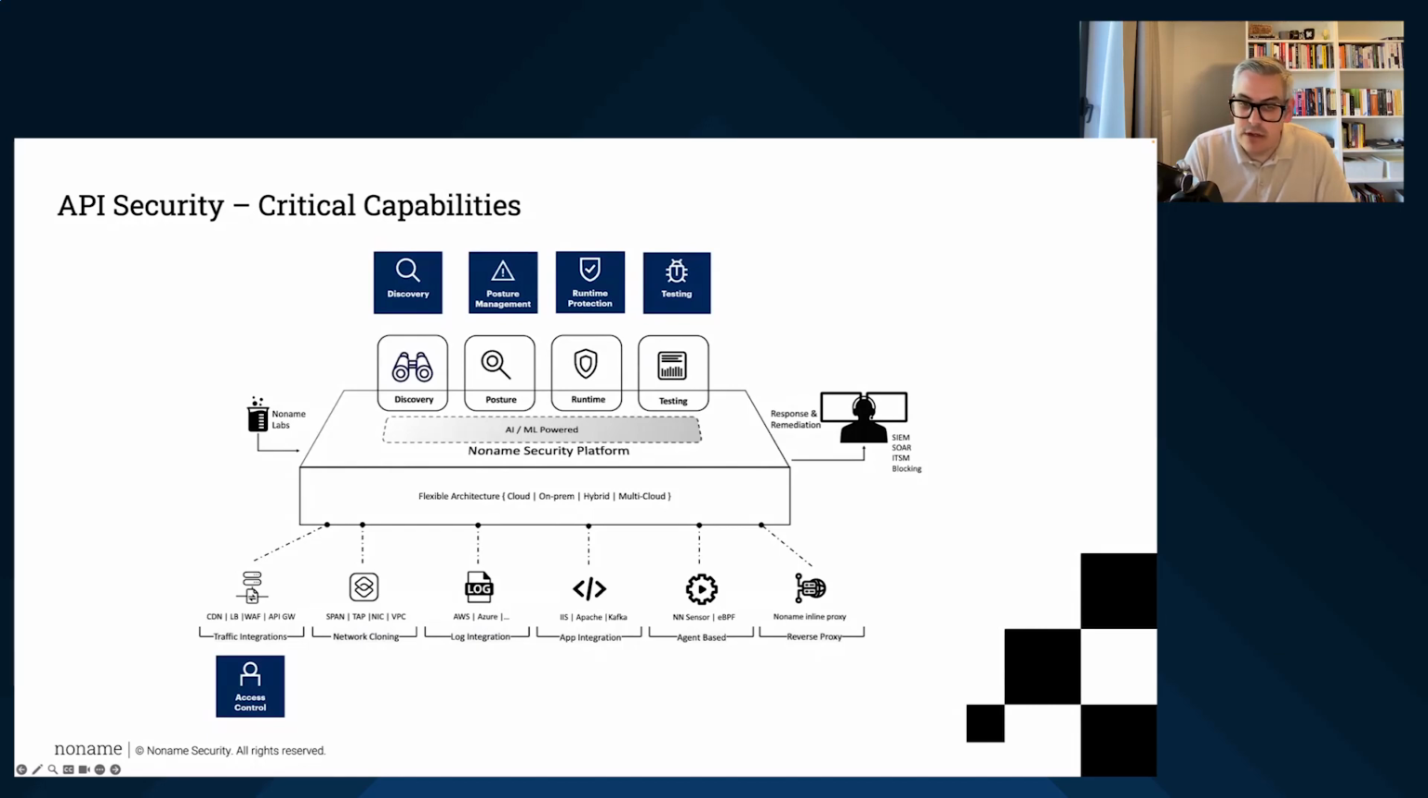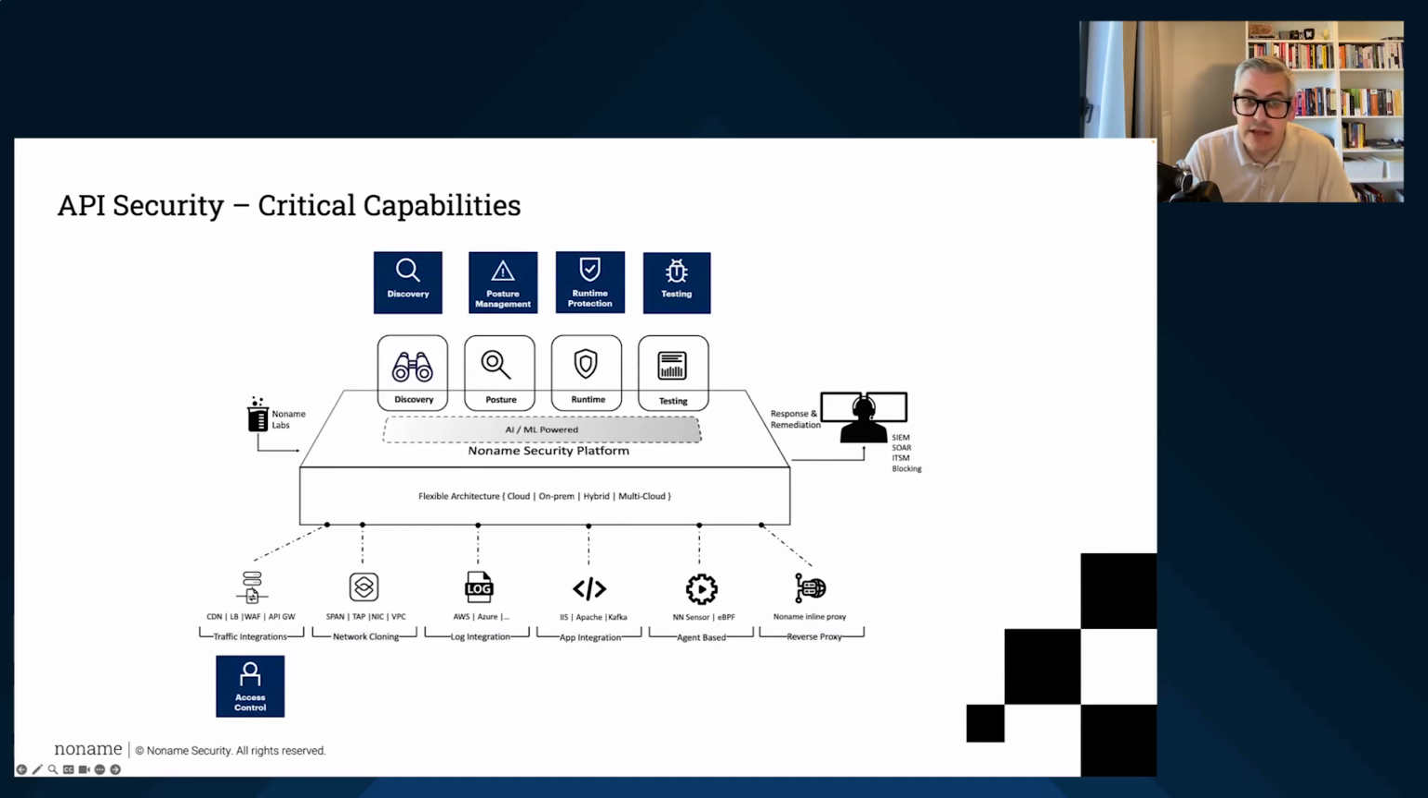It can come from integrating with logging systems in the public cloud, integrating natively with applications like IIS and Kafka. It can even come from things like an eBPF-based sensor. So if you're implementing things like end-to-end encryption, think about a Kubernetes environment with mutual TLS, things like that, eBPF could be a good answer there. Or it can come even from a sort of inline proxy that we provide ourselves.